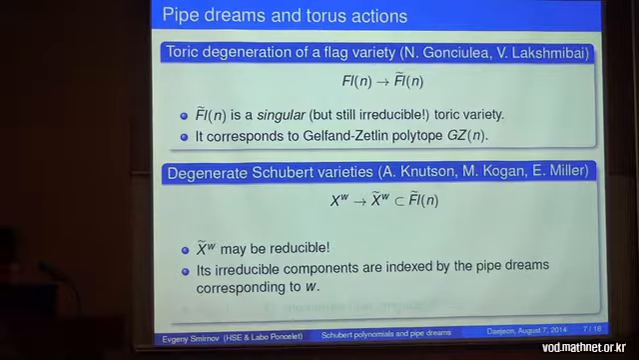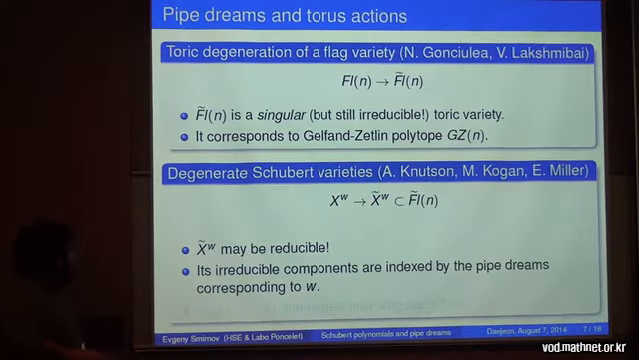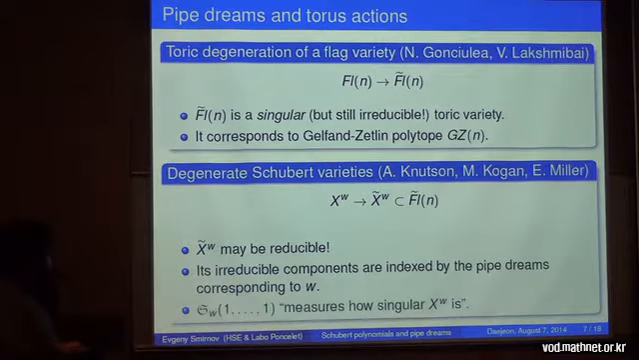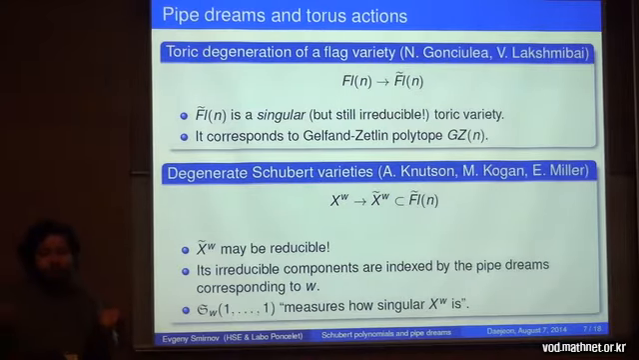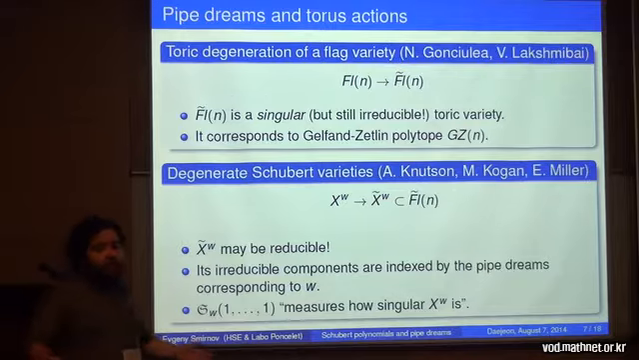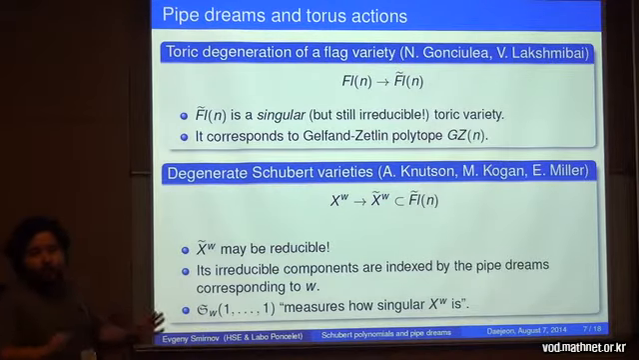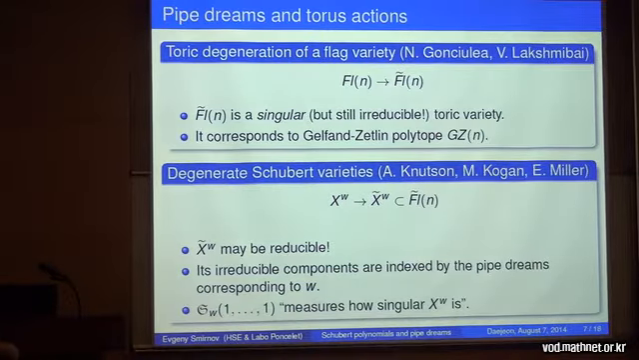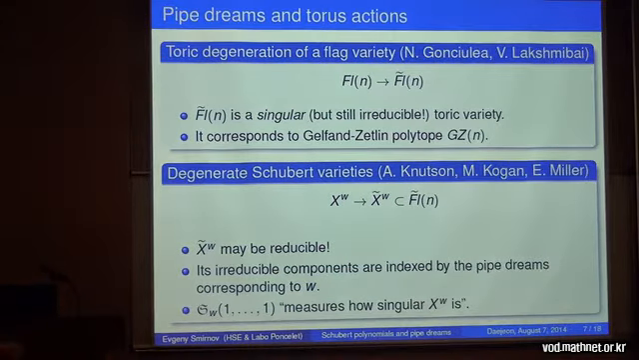Okay, and this is one of the explanations why I am interested in the number of pipe dreams corresponding to permutation W. This number somehow measures how singular my Schubert variety is. Well, I put this very vaguely. I can give some more precise meaning to these words, but let me just stop now. I just want you to believe me that the bigger this number is, the worse the Schubert variety you have. The more singular it is.